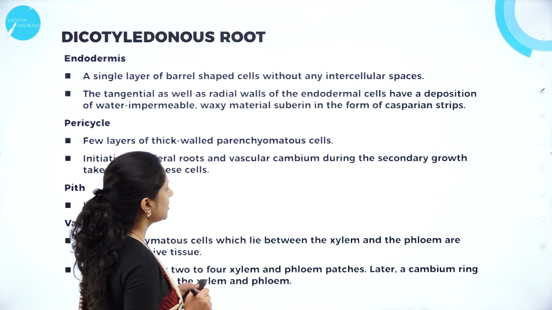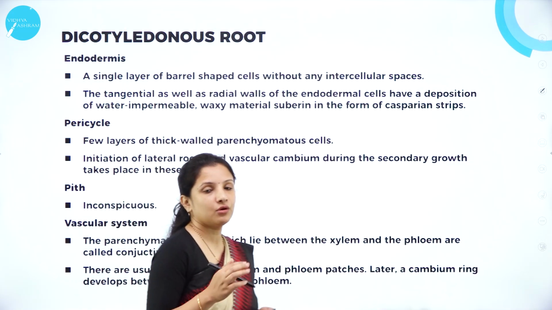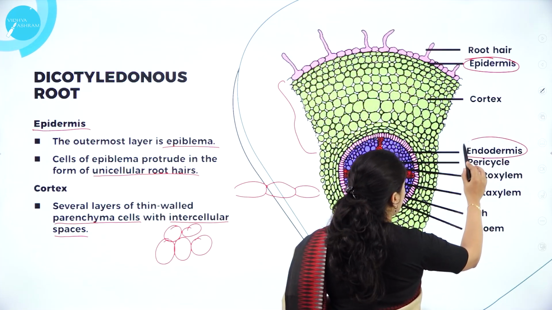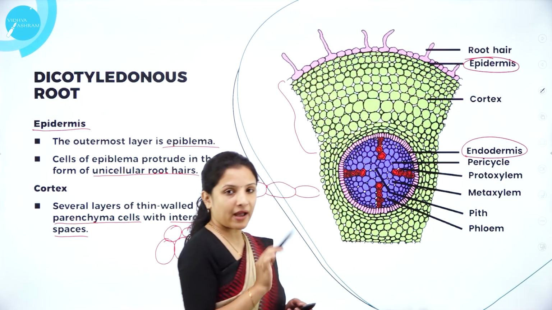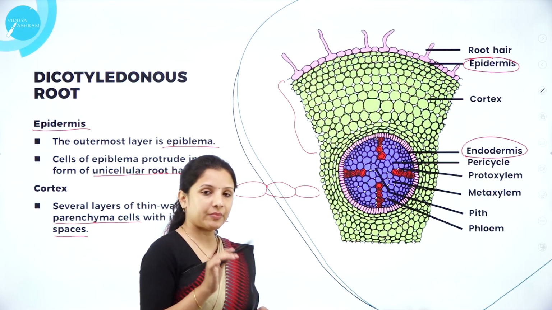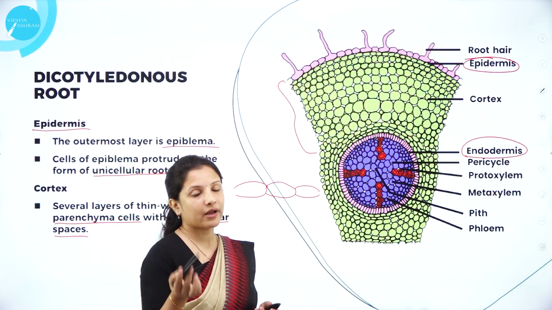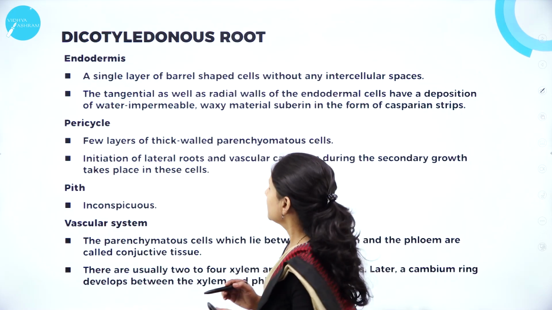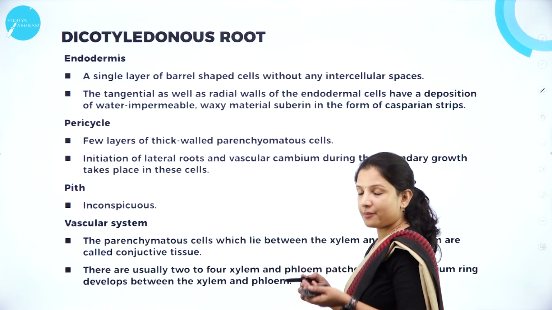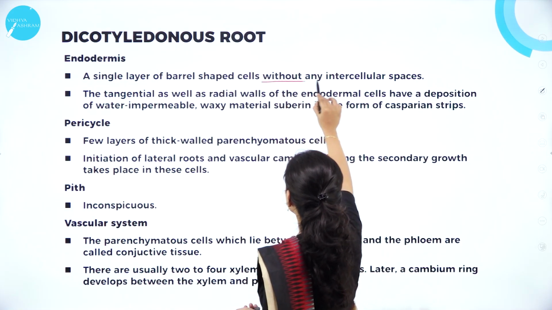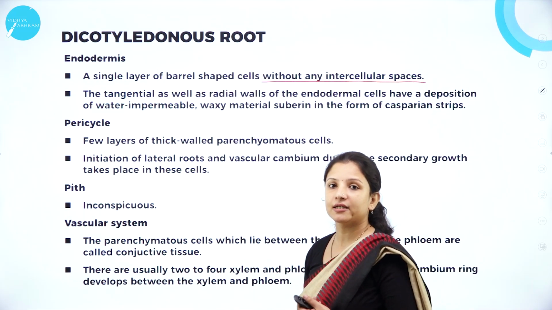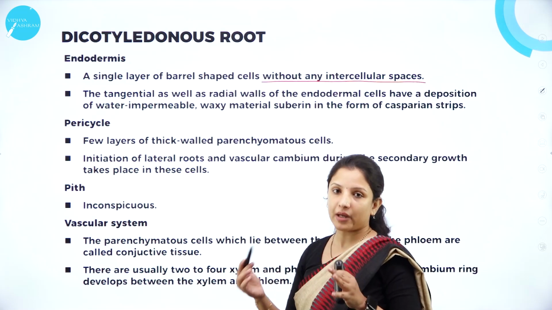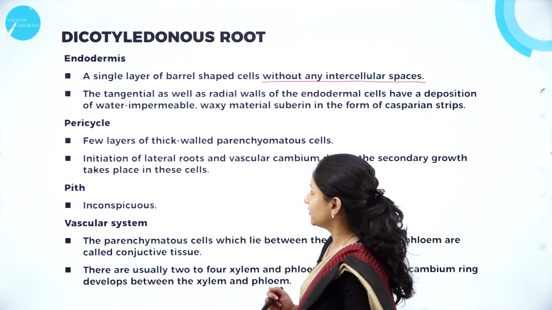So next, moving on to the next part. It is the endodermis. After the cortex comes the endodermis. So this is the endodermal layer. Endodermis also is made up of parenchyma cells only. Here also the parenchyma cells are barrel shaped, just like how in the epidermis the parenchyma cells were barrel shaped. And here it is made up of a single layer of barrel shaped parenchyma cells. The only thing is the parenchyma cells will not have any intercellular spaces. Even in the epidermis, they are made up of a single layer of parenchymatous cells without any intercellular spaces.